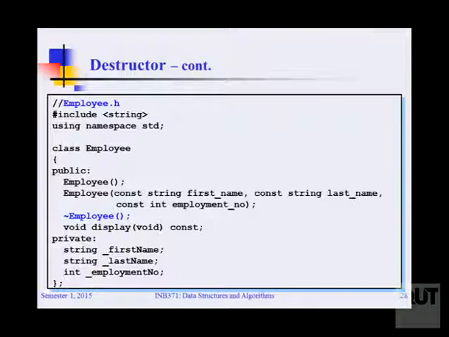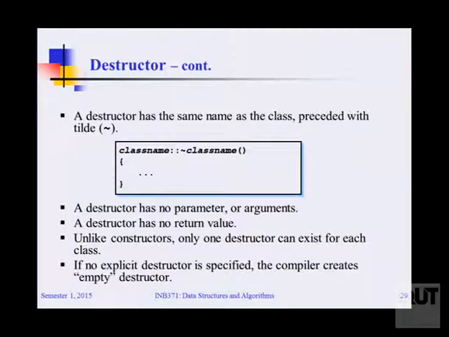But if your class has a class member which is a pointer type, pointing to another memory, then in the destructor you need to delete all that space before you delete the object itself. Do you understand that? Okay. This is a destructor.